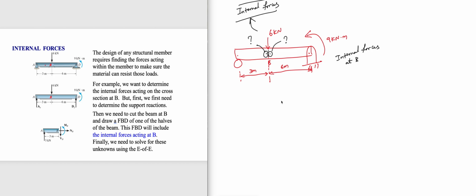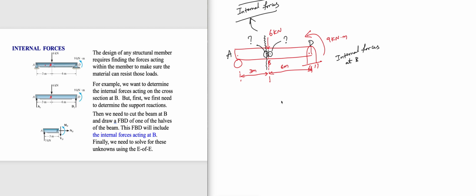When I ask you that kind of question, we have to do something called method of sections. That means we imagine an imaginary cut. That means we cut this beam AD, we cut it into two at B, and then we take one piece, either the left piece or the right piece. It's up to us.